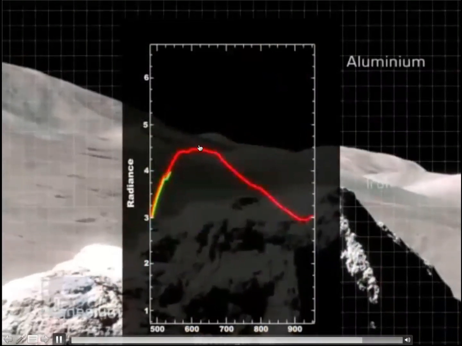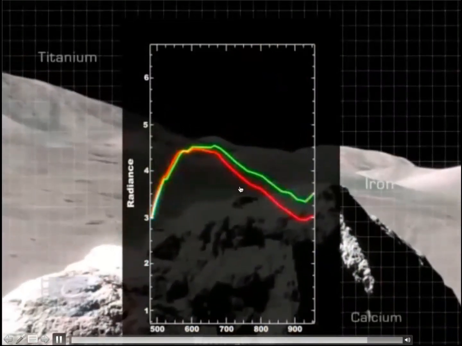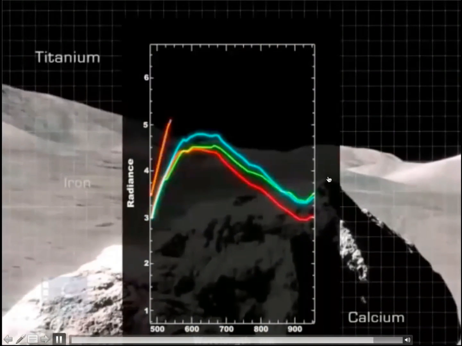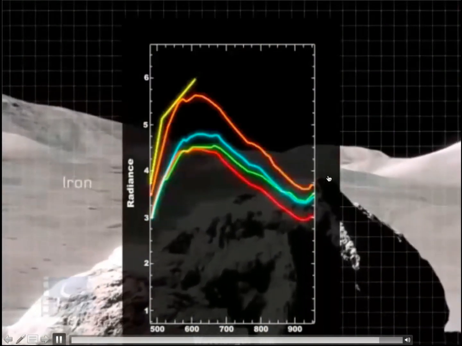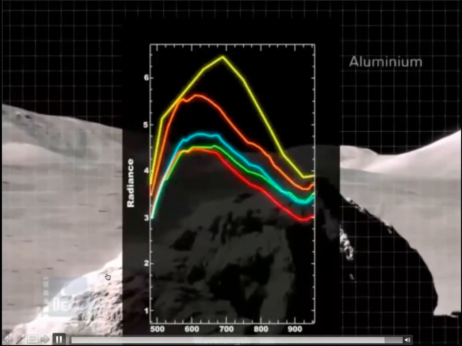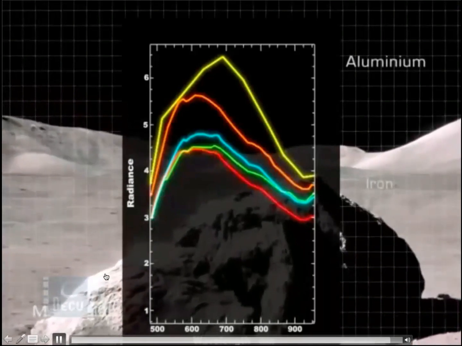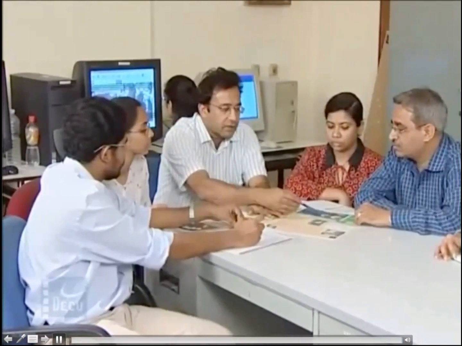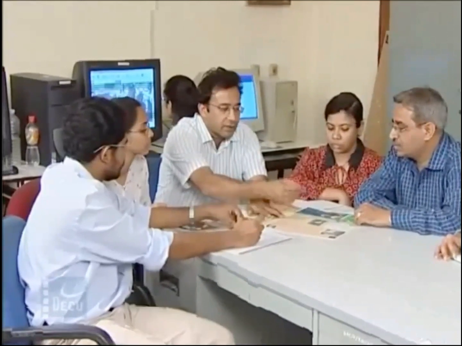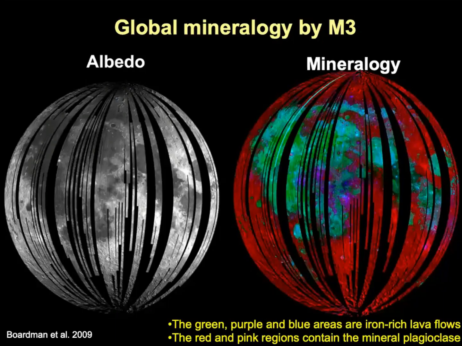Based upon the absorption parameters, we can identify different groups of elements: iron, calcium, aluminum, etc. If one particular region has a higher concentration of calcium, aluminum, etc., we can say that the region is of plagioclase. And if there is a higher abundance of plagioclase, we can say that anorthosites are present in that particular region. Now coming to some other aspects of the moon.